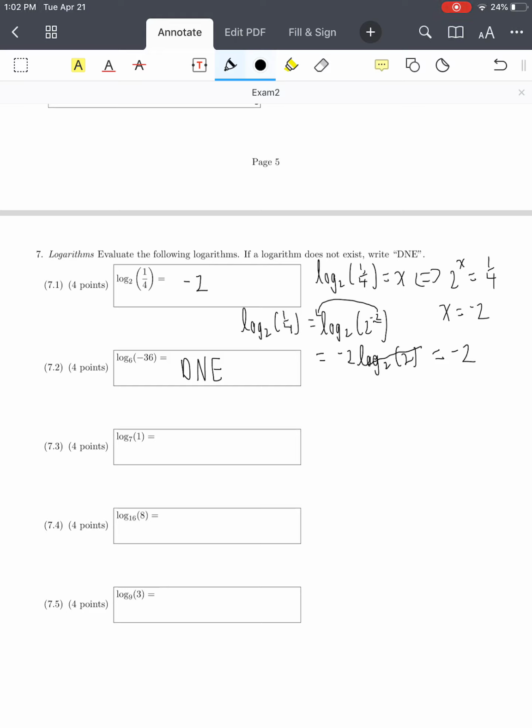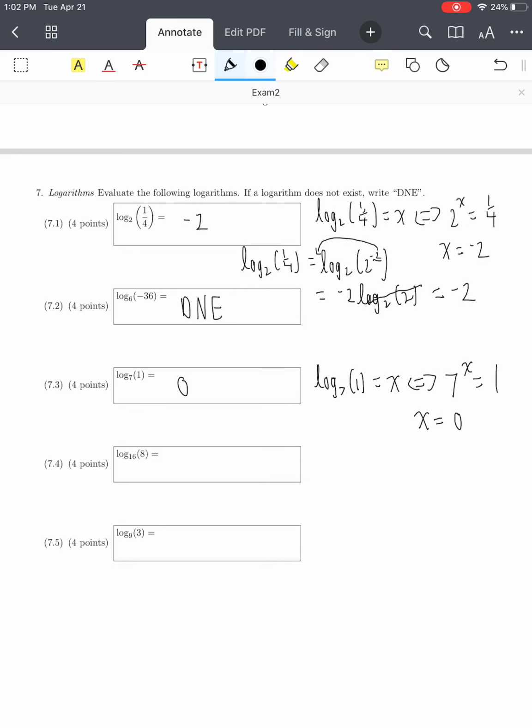Well, if we do what we did in the first problem, log base 7 of 1 equals x. Then 7 to the x equals 1. Well, anything to the 0th power is going to equal 1. So whenever we see a 1 in a logarithm, it doesn't matter what the base of the logarithm is. A log of any base of 1 is always going to be equal to 0.